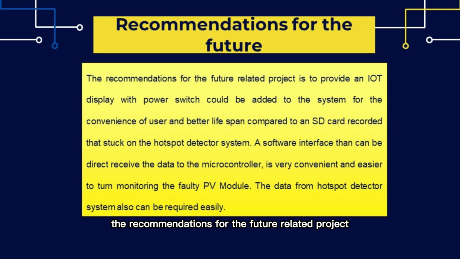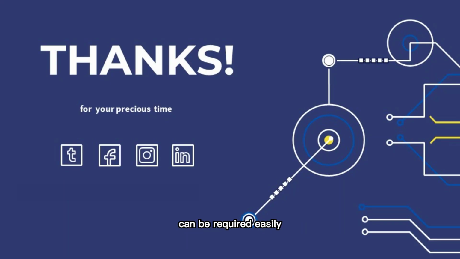The recommendation for future related projects is to provide an IoT display with a power switch. It could be added to the system for the convenience of the user and better lifespan, compared to an SD card recorder that is stuck on the hotspot detector system. A software interface can then directly receive the data from the microcontroller. It is very convenient and easier for monitoring the faulty PV module. The data from the hotspot detector system can also be acquired easily.